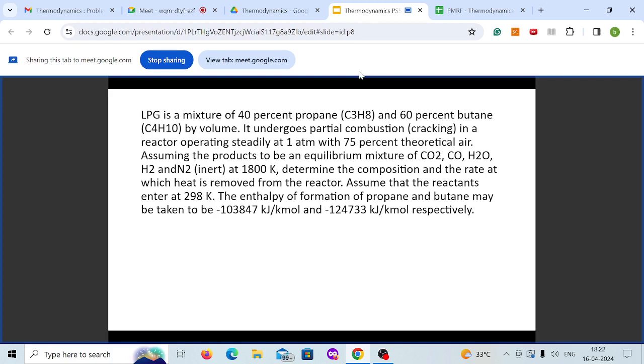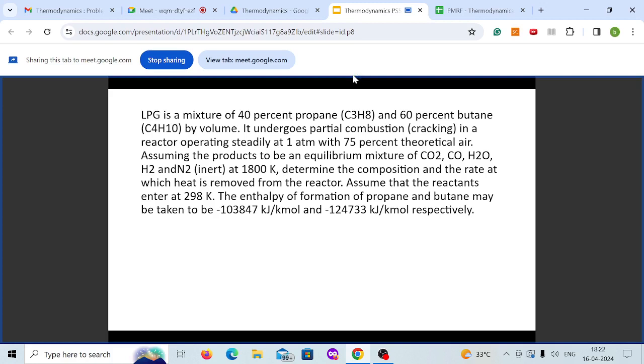Assuming the products to be an equilibrium mixture of carbon dioxide, carbon monoxide, water, hydrogen and nitrogen, which is inert, at 1800 Kelvin, determine the composition and the rate at which heat is removed from the reactor. Assume that the reactants enter at 298 Kelvin. The enthalpy of formation of propane and butane may be taken as minus 103847 kilojoule per kilomole and minus 124733 kilojoule per kilomole respectively.